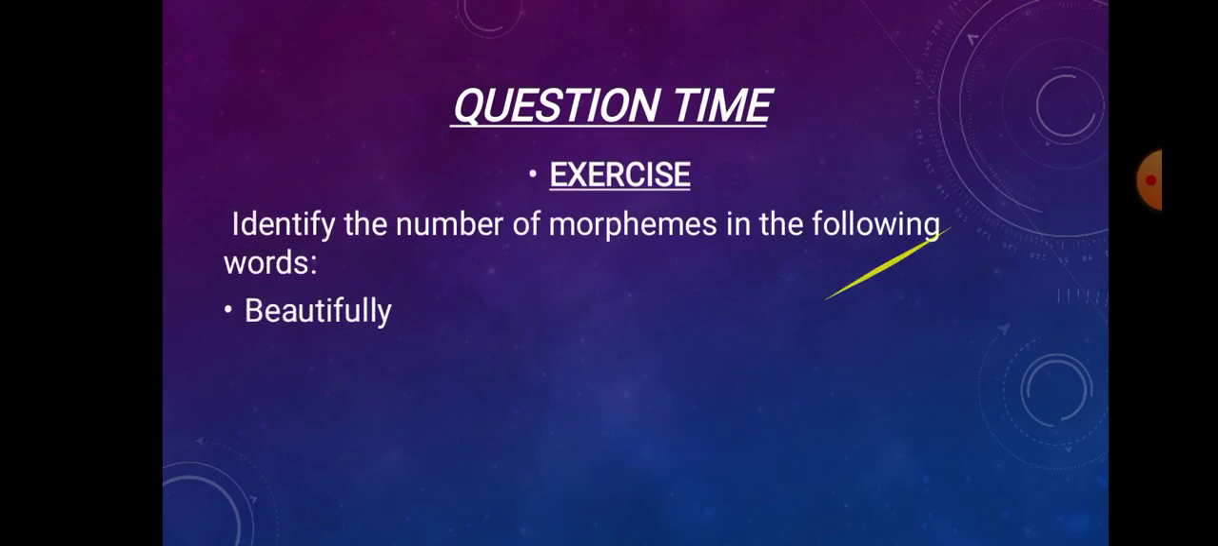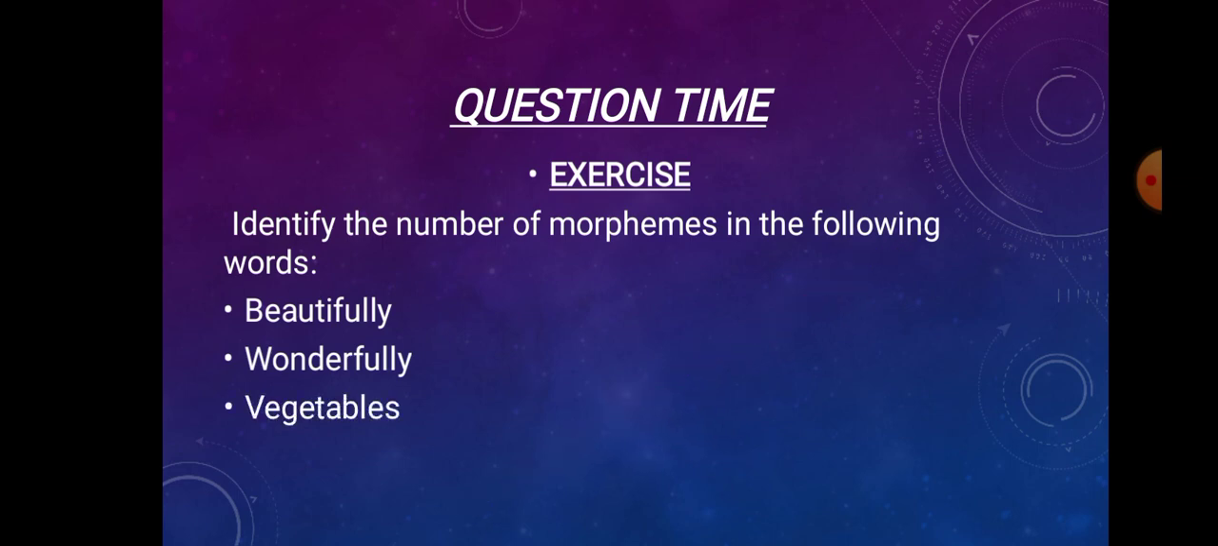Viewers, let's try these questions. Identify the number of morphemes in the following words: 1. Beautiful. 2. Wonderful. 3. Vegetables. Now I'm going to do the first one. The first one consists of three morphemes. That's beautiful. It consists of beauty, full, and ly. So please, viewers, try the next two words there.